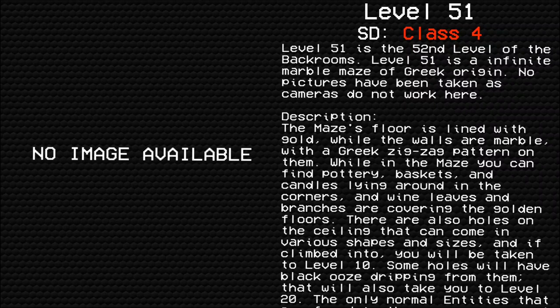There are also holes in the ceiling that can come in various shapes and sizes, and if climbed into, you will be taken to Level 10. Some holes will have black ooze dripping from them that will also take you to Level 20.